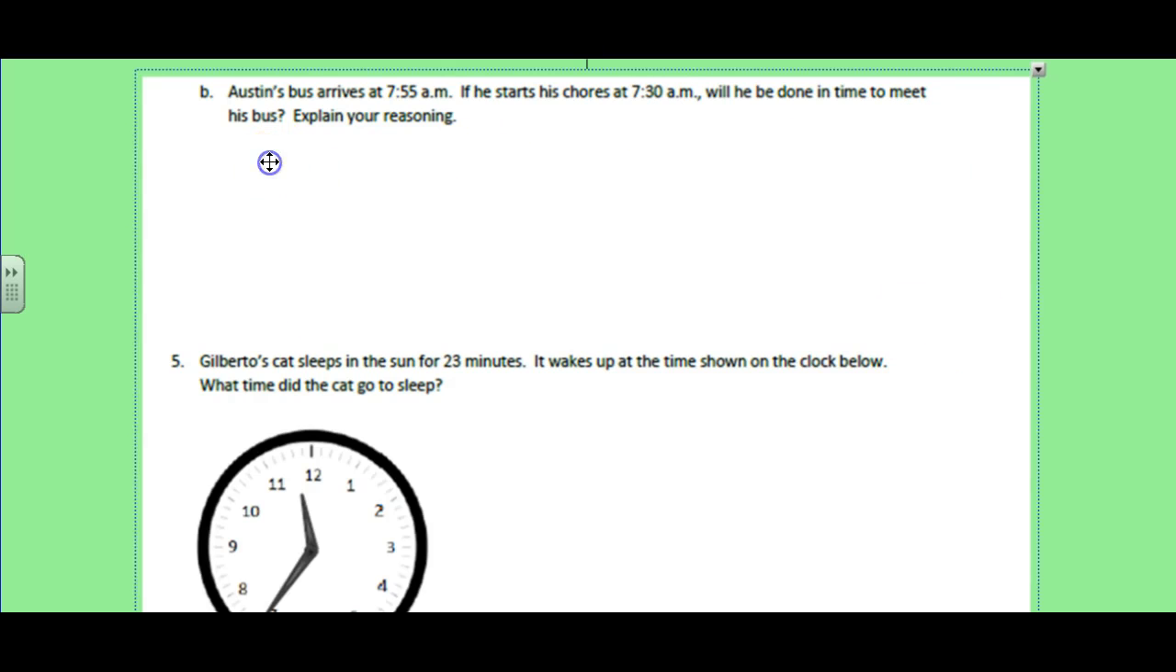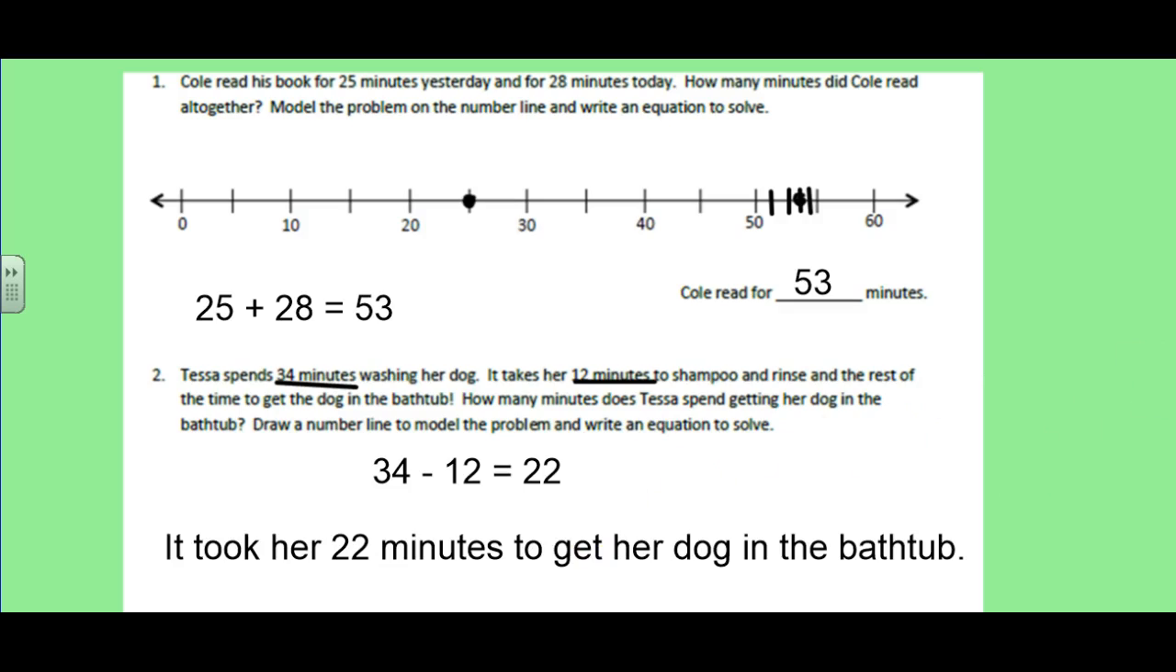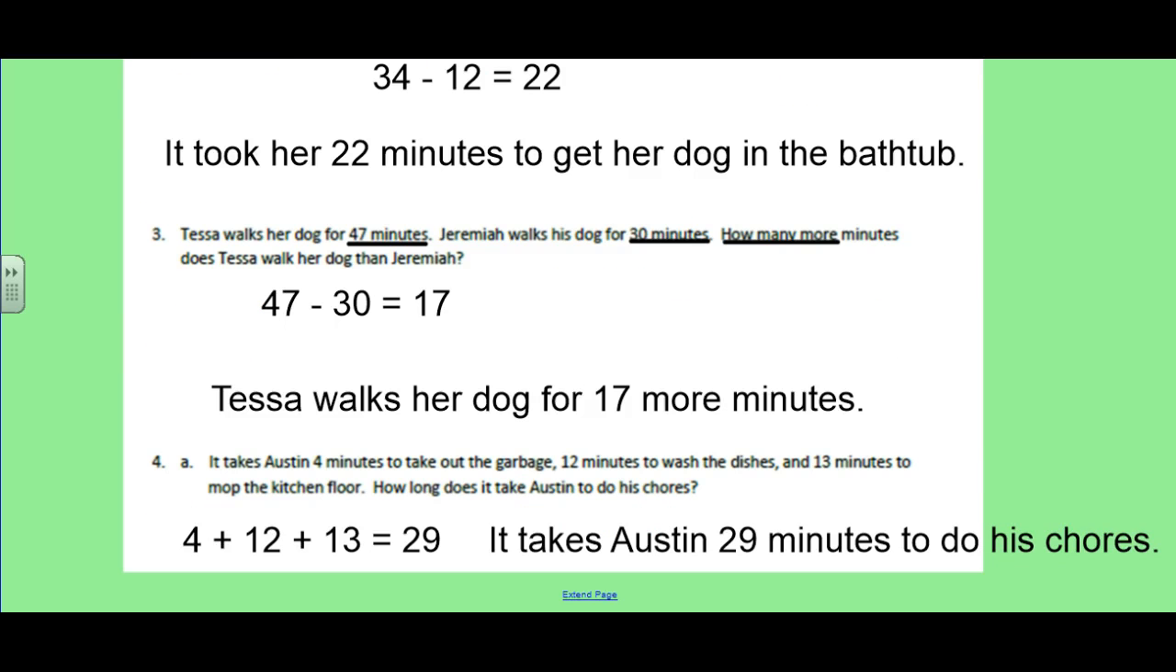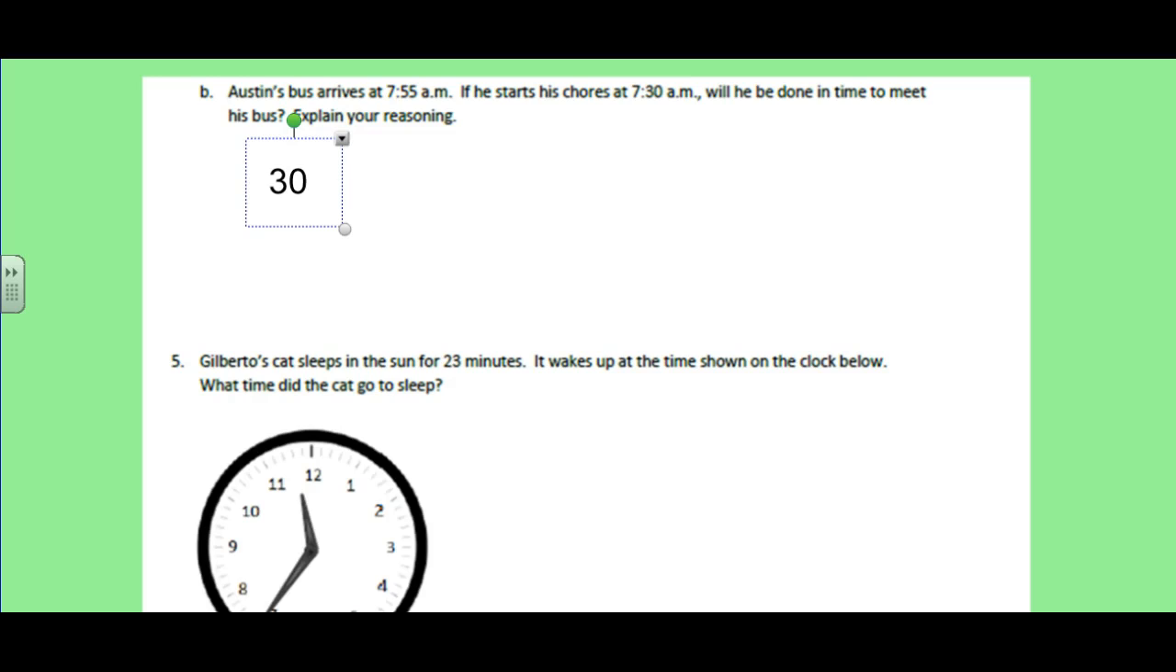So if he starts at 7:30, we're going to take those 30 minutes. And we know, I'm going to have to go back, we know that it took him 29 minutes to get all of his chores done. We're going to have to take that 30 and add 29 to it to see if he's going to be done by 7:55. So whenever we add these together, if it doesn't equal 55 and it's after 55, that tells us that he's not going to be ready by 7:55. So go ahead and solve this problem and answer by telling if he will be done in time or if he will not be done in time. So push play when you have that done so we can check it.